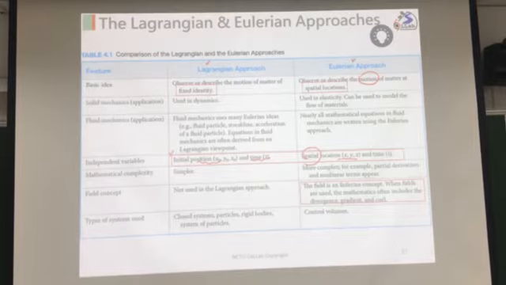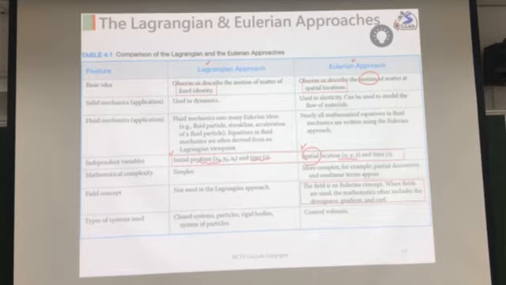Okay, so the difference in the mathematics: for the Lagrange, it is always the initial conditions. If we have the initial condition, then we can predict the physical property at any time. But for the Eulerian, it is the boundary conditions. If we have the spatial boundary condition, then we can predict the physical properties at any location.